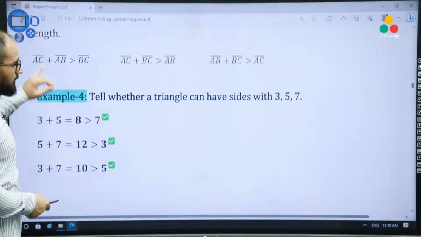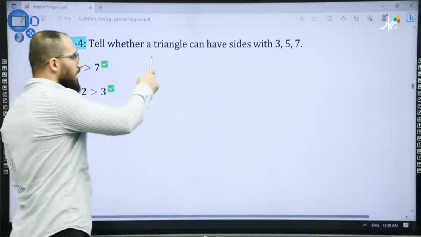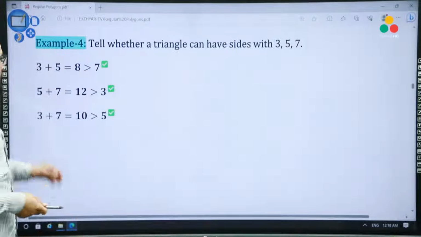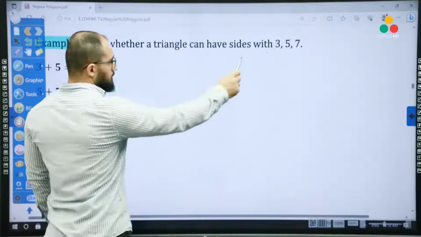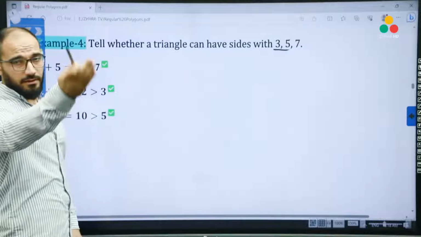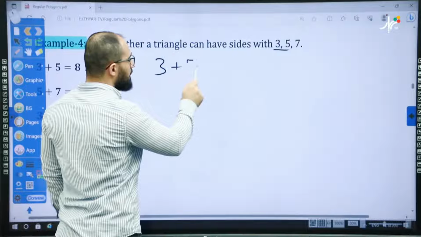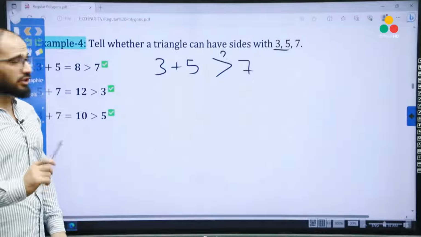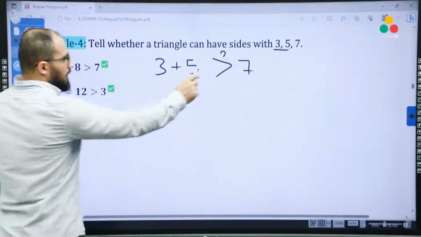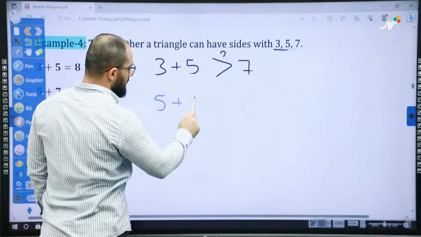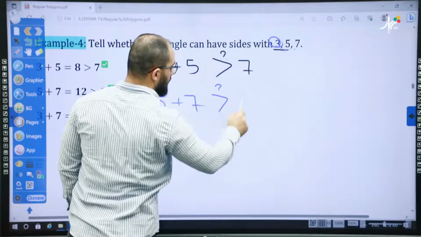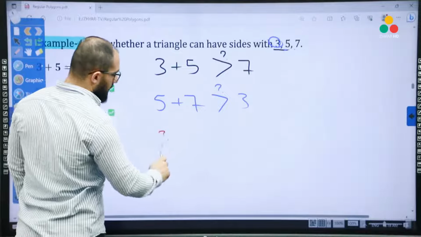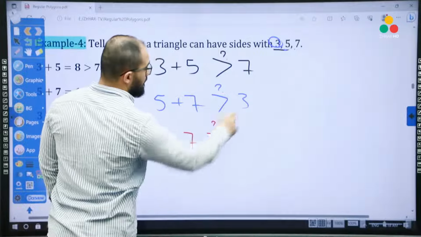Let's explain by an example. Here we have example 4. Tell whether a triangle can have sides 3, 5, 7. Can 3, 5, 7 be a triangle? So let's test it. The rule is we are going to add two of them, and it must be greater than the third side. So 3 plus 5, must it be greater than 7? Write a question mark on the inequality because you want to check. Then 5 plus 7, is it greater than 3? And finally, 3 plus 7, is it greater than 5?